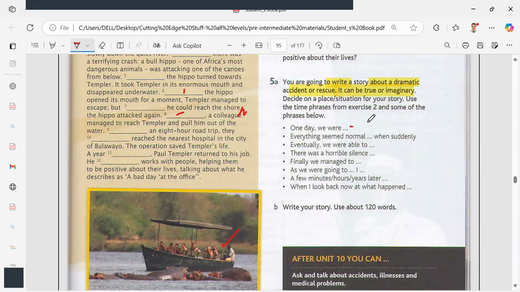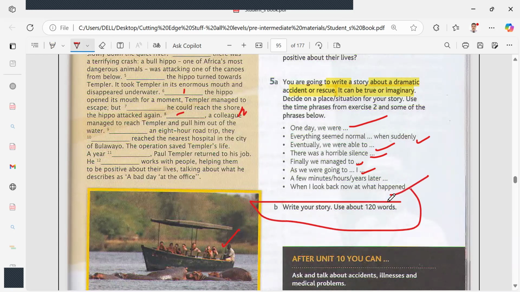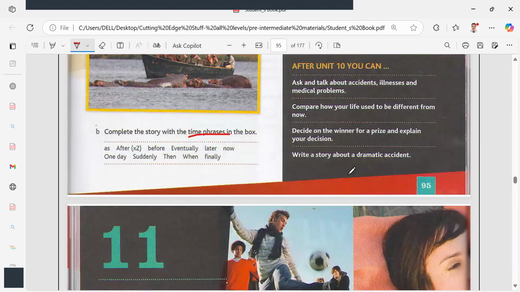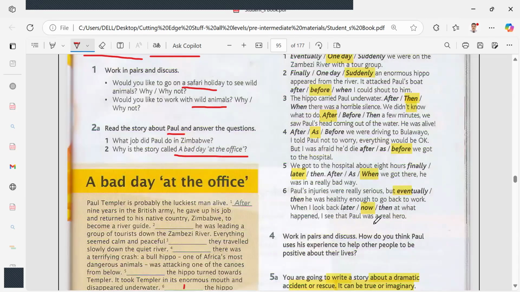One day we were... Everything seemed normal when suddenly... Eventually, we were able to... There was a horrible silence. Finally, we managed to... As we were going to... A few minutes later... When I look back... and so on. So please write a story of 120 words. As I told you, true story or imaginary, it's up to you.